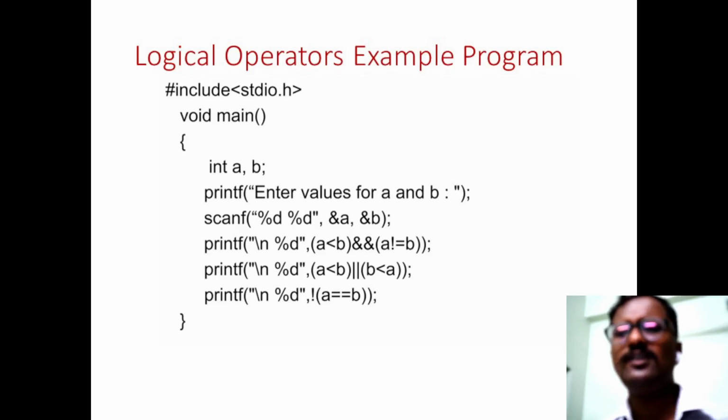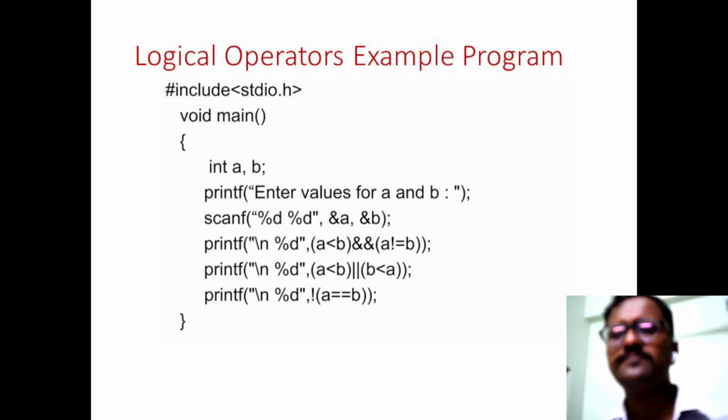The logical not operator negates the result. So if A is equal to B, the result will be 0. That is false. If A is not equal to B, the result will be true. Okay, we can see the summary of the output. The program will print the 3 integers, either 0 or 1, based on the evaluation of the logical expressions.